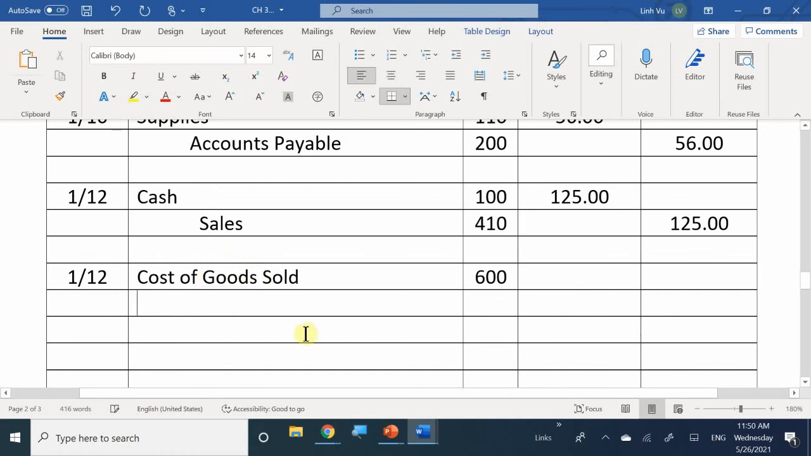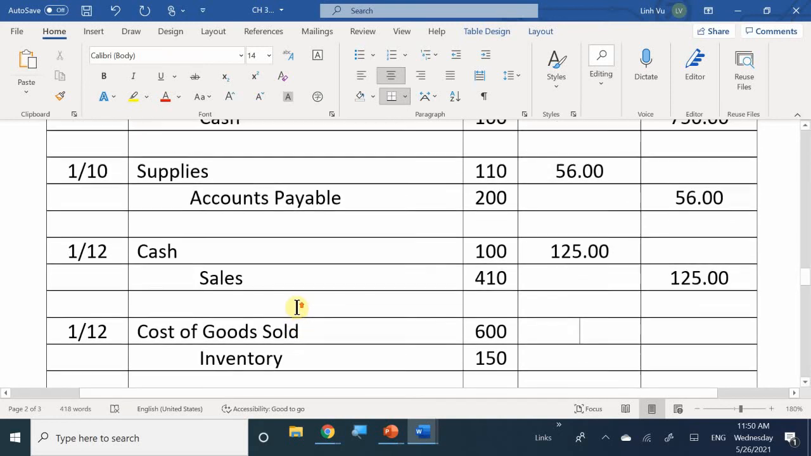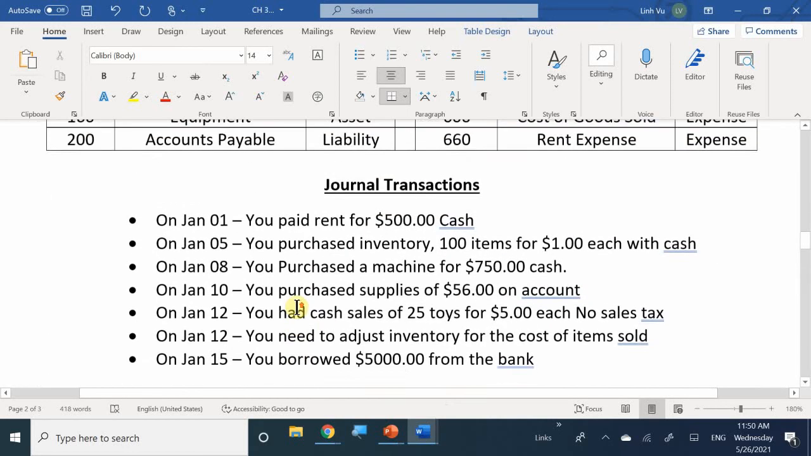Now, when we're going to adjust our inventory, are we increasing or decreasing our inventory? Inventory decrease. We're decreasing inventory because we sold some of the stuff. We got rid of it. Therefore, we need to adjust it. And how to do that is by crediting our inventory, right? Which was 150. Now, let's determine what the value of inventory is.